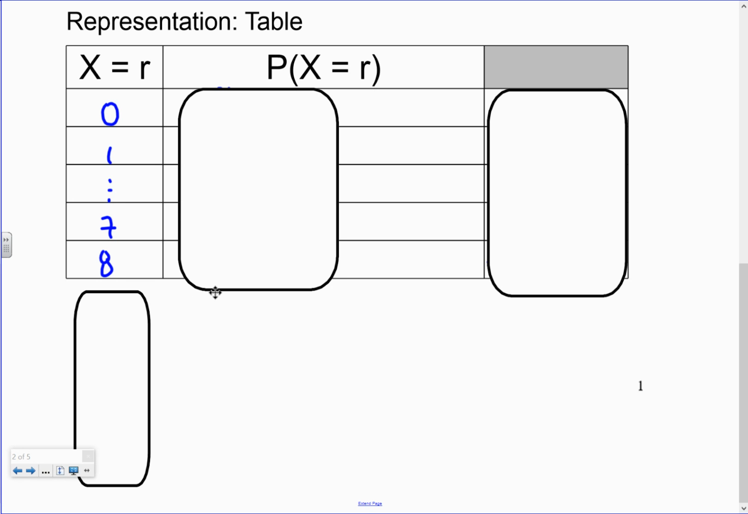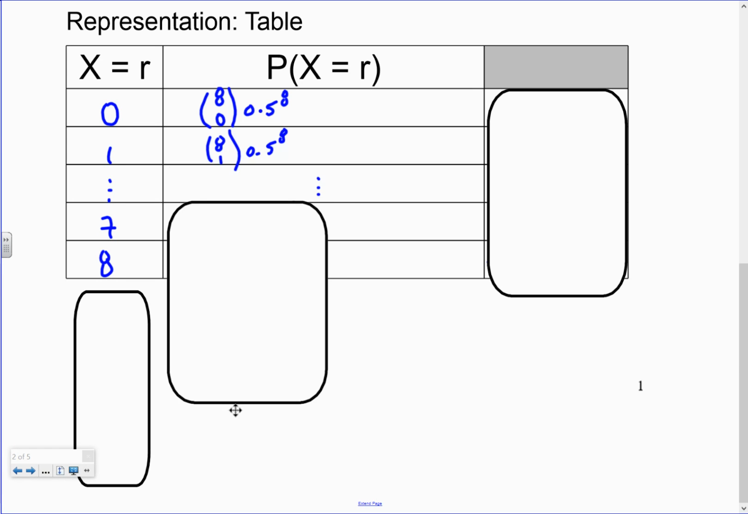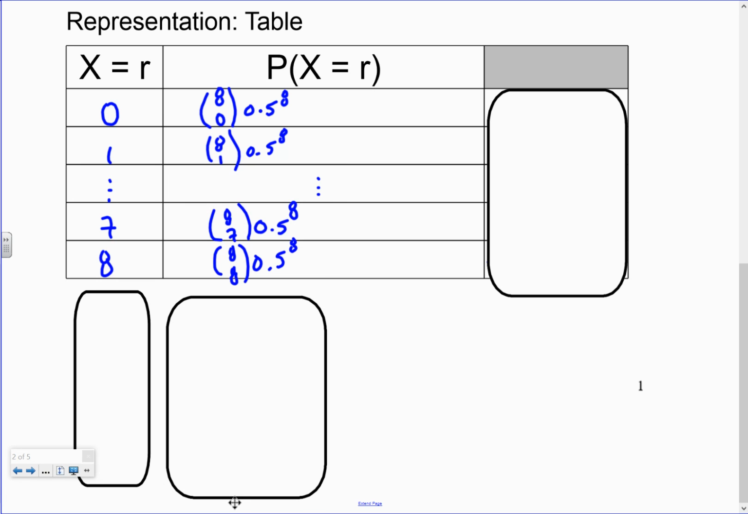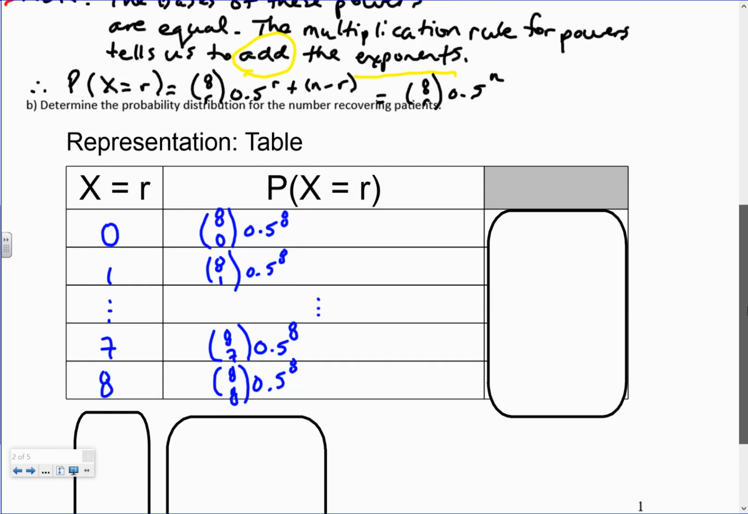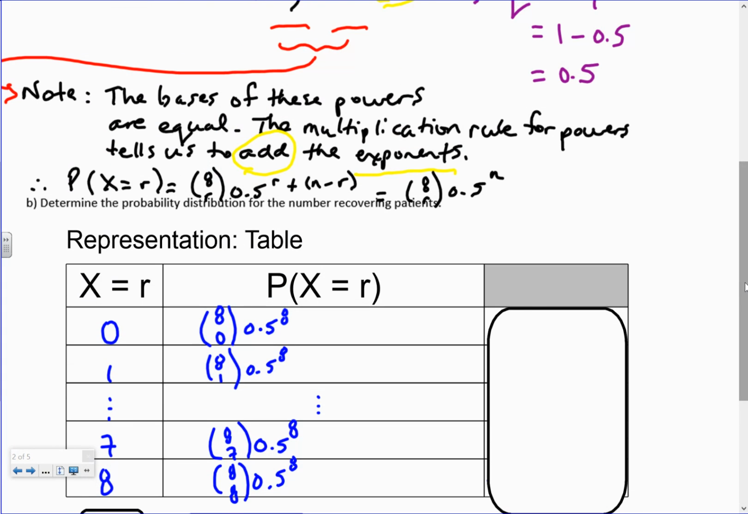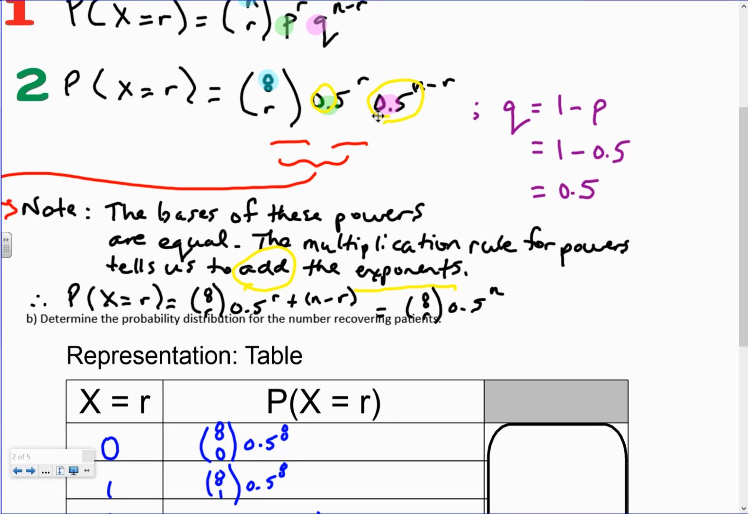The probability of x equals r is nothing more than taking the relationship and substituting values, so the value of n, and then changing the value of r as we go through. Notice that the exponent in the power of 0.5 to the n happens to be 8 all the way through. Recall that was due to the fact that the base of the power in our relationship, go up a little bit further, happened to be 0.5.